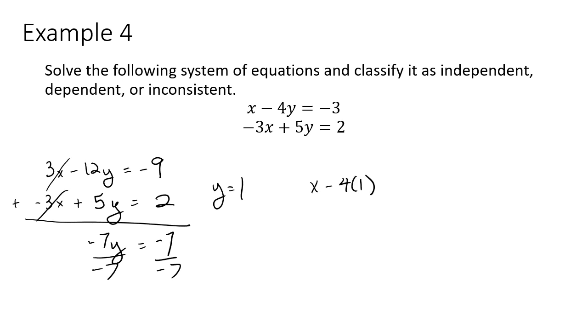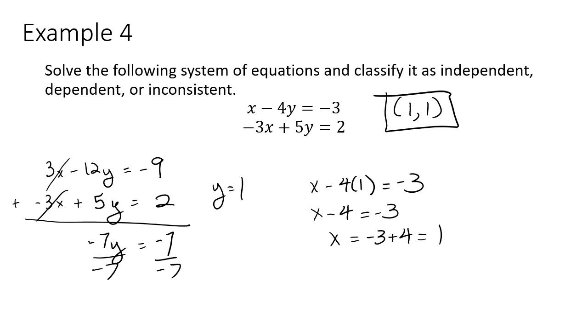x minus 4 times y is equal to negative 3. So if I just add 4 to both sides, we get that x also has to be equal to 1. So the solution to this system of equations, x, y, would be 1, 1. And because we got one unique solution out of this process, this is another example of an independent system.